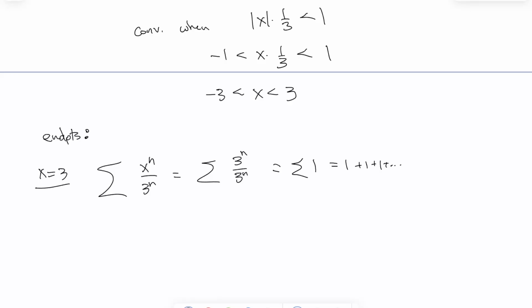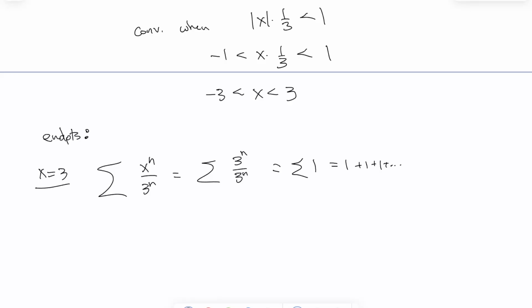Somebody say it. 1 plus 1 plus 1 forever? Does that converge? Nobody wants to say it. Is it because you don't know it, or you just don't want to say it? I hope it's because you just don't want to say it. This diverges. If you add 1 plus 1 plus 1 forever, it does not add up to something specific.